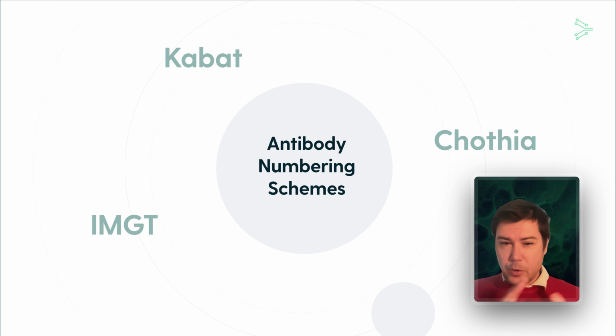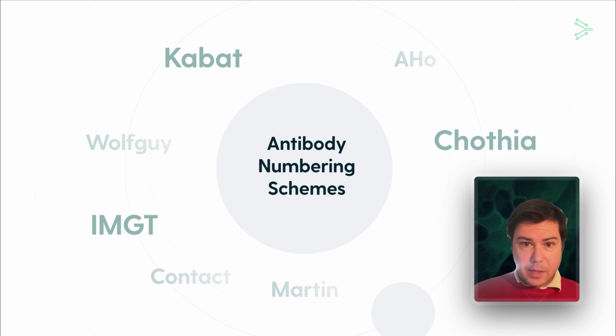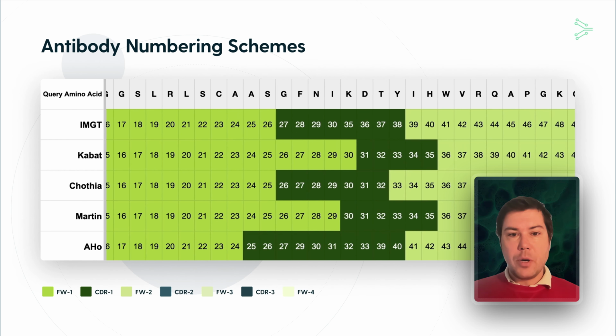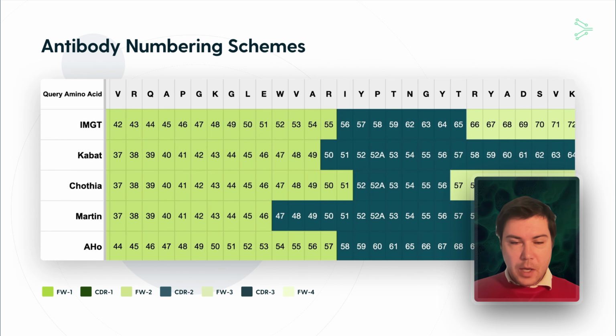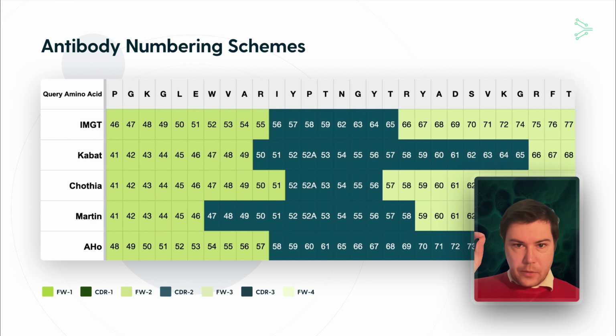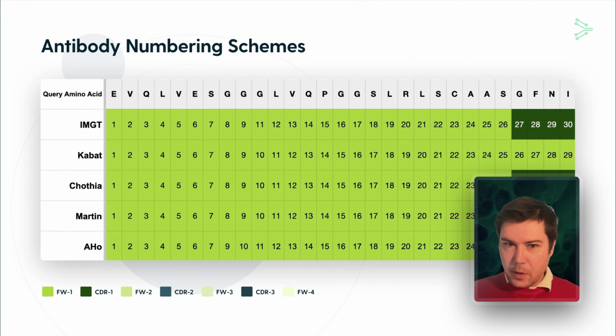I wouldn't say that there is one scheme that is better than the other, and I'm sure that we're not covering all of them because there are plenty. But I'll give you a functional example of why one should be careful when applying the different schemes. So here we have the sequence of trastuzumab numbered using several different schemes. One thing you would notice is that the CDR definitions are quite different to one another.